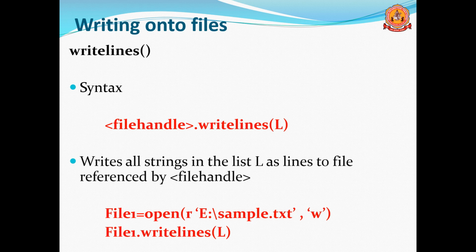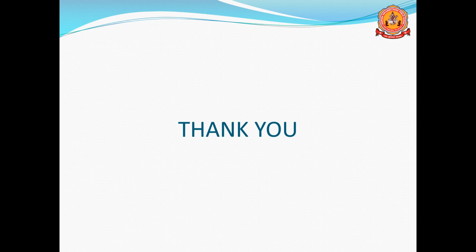Here file1 dot open: the file sample.txt is opened from the E directory, in write mode. Then file1 dot writelines L, where L is a list. All the data in that list is going to be stored in sample.txt, because sample.txt is opened using the file1 object. So this is about writing the data onto a file.